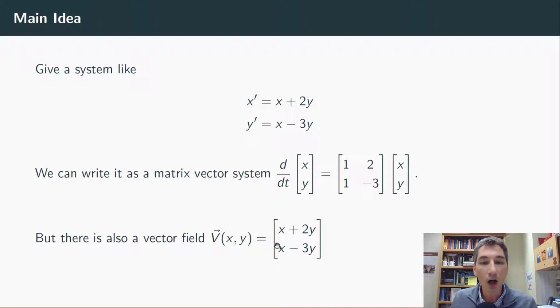But you can also think of this over here as a vector function, right? It takes in a point x, y, and it spits out a vector x plus 2y, x minus 3y. So there are different ways that this thing can be thought of, and one of them is to think of the right-hand side as a vector field. Derivatives are telling you direction. Where is this thing going?